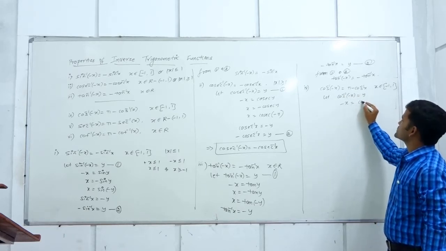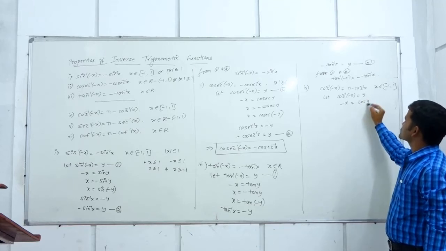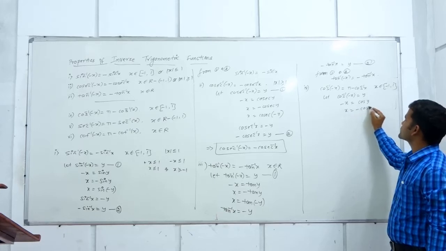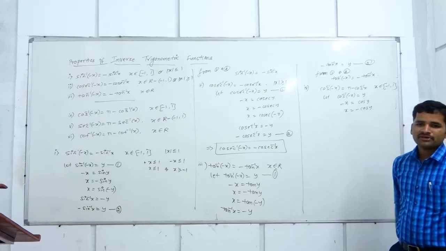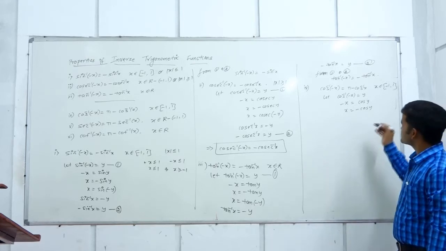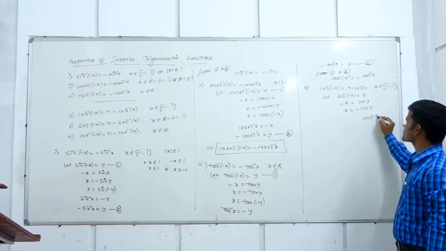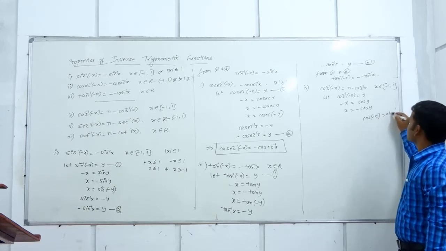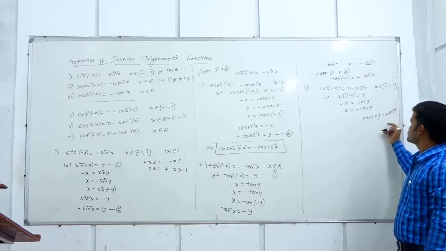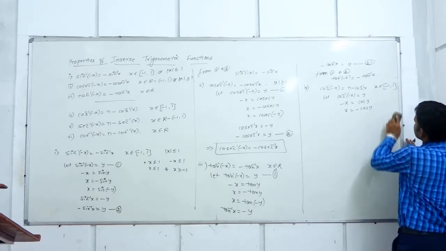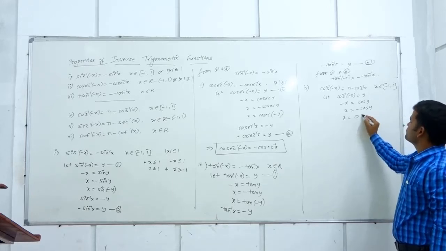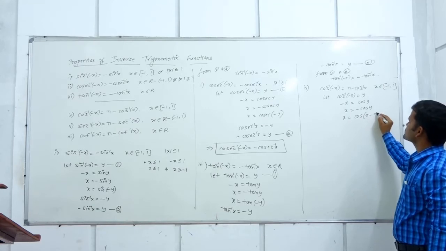minus x is equal to cos y. Multiplying by minus 1 on both sides, x is equal to minus cos y. As we did in the previous case, minus sin y was there, we wrote it as sin of minus y. If you do the same thing here, that is cos of minus y, this becomes plus cos y, because cos is an even function. So we should not write it like this. Now what to do then? X is equal to minus cos y, we will modify this one as cos of pi minus y.